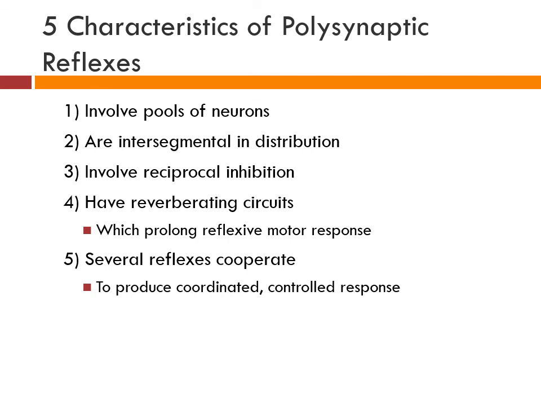Okay, we have 5 characteristics of polysynaptic reflexes. So polysynaptic, more than one synapse. They involve pools of neurons. They are intersegmental in distribution. They involve some type of reciprocal inhibition. They have reverberating circuits, which prolong the reflexive motor response.